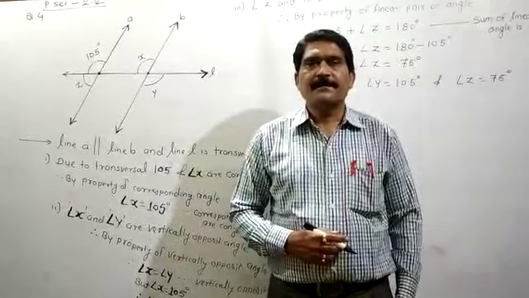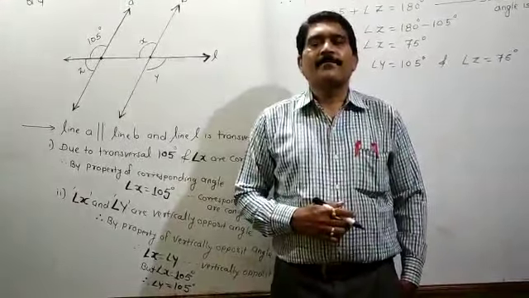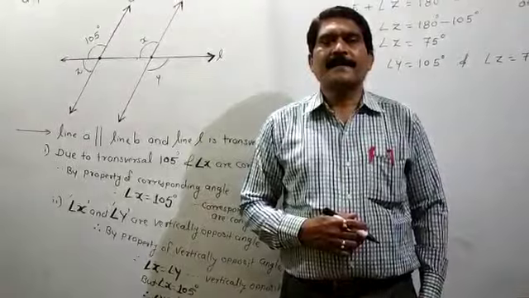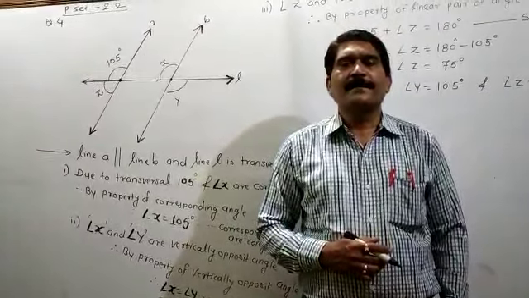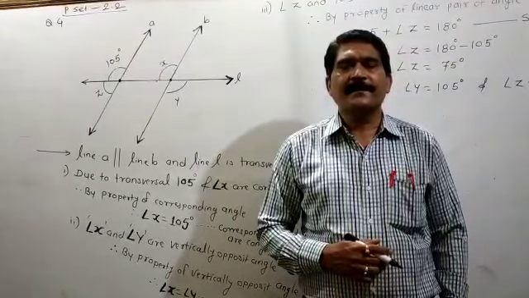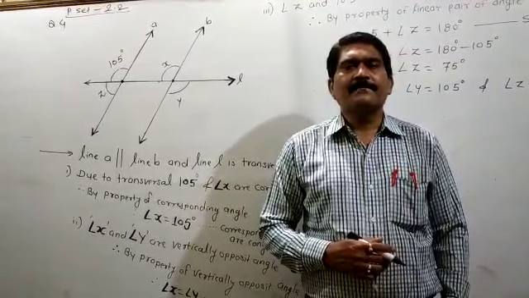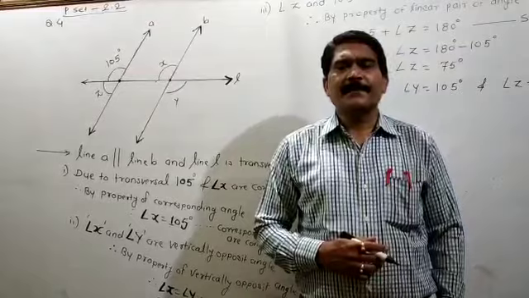To start the next example, I have to revise the properties of corresponding angles, interior angles and alternate angles, as well as the properties of vertically opposite angles and the property of the linear pair of angles. Then, what are the properties of the corresponding angles?